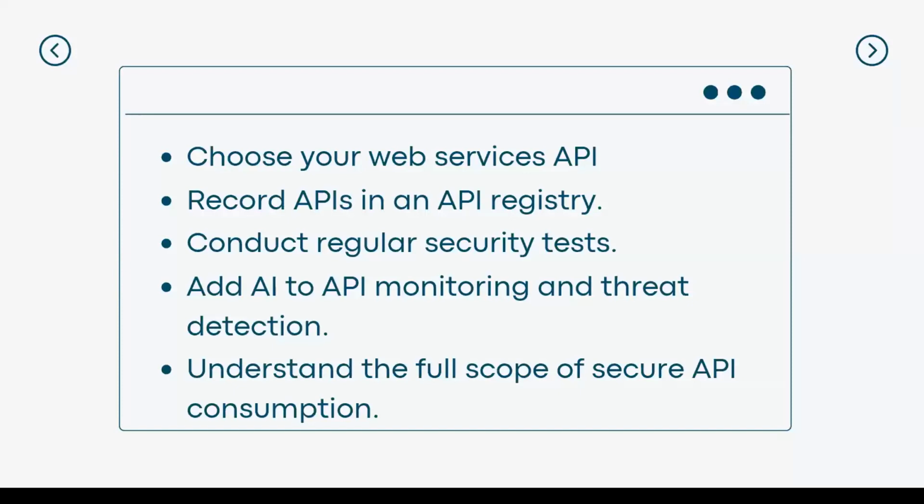And finally, we have understand the full scope of secure API consumption. Consider the entire life cycle of API usage, from design and development to deployment and retirement. Apply API security measures at each stage to ensure that APIs remain secure throughout their life cycle. So take note of the usage of your API from the development down to the retirement phase.